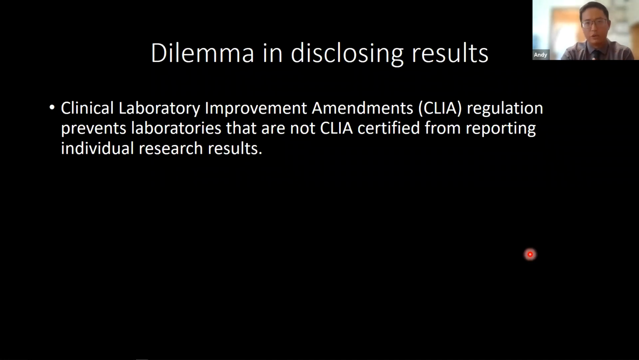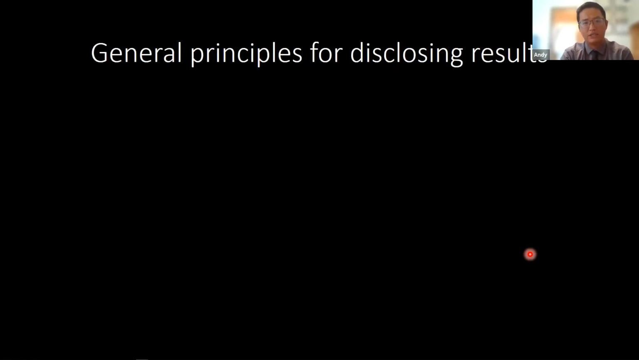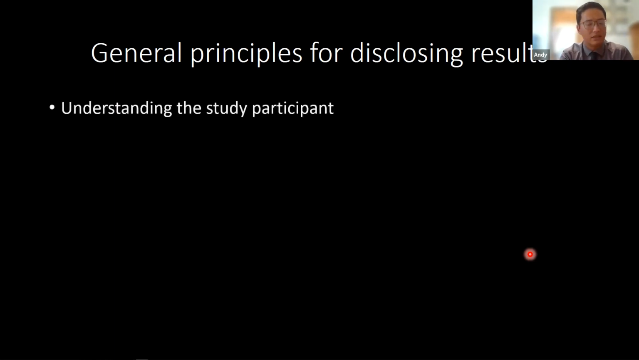And that leads me to the general principles of disclosing results. And the first one really is something that is not really talked about, but I think is actually quite important, which is understanding the study participant.